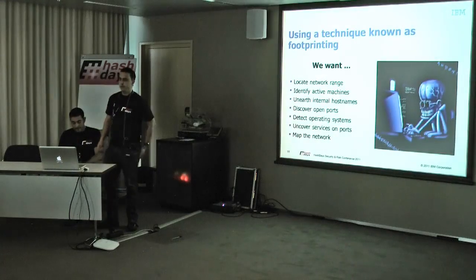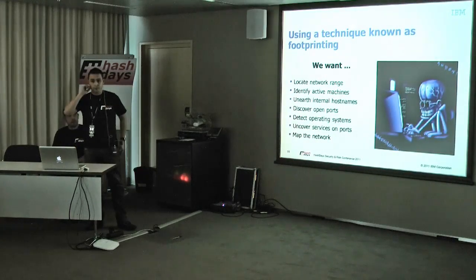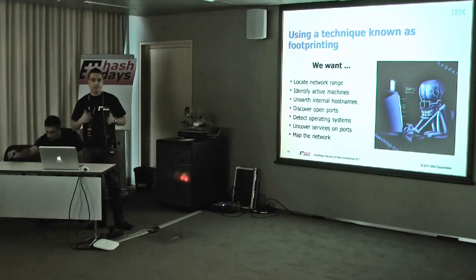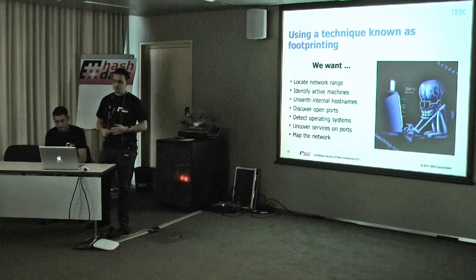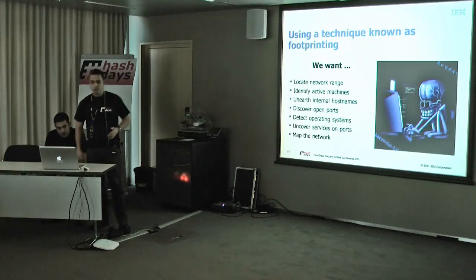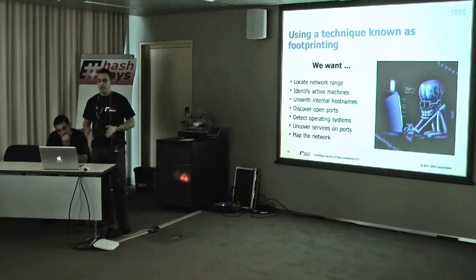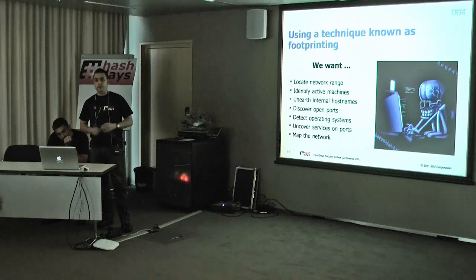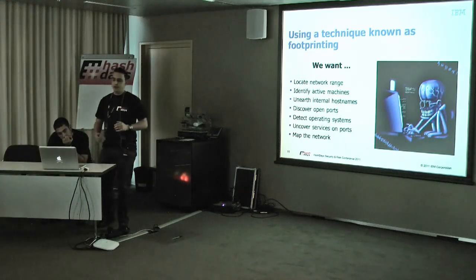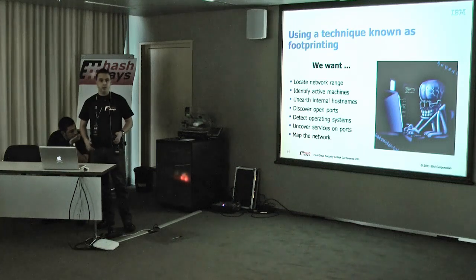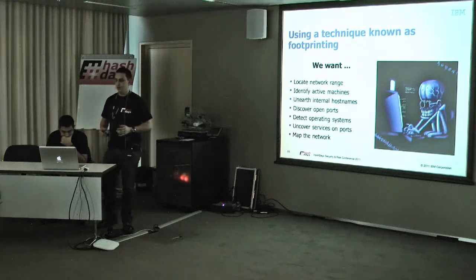So we're going to use it. Intranet footprinting, that basically is getting as much information as you can about a network. So we want to locate the network range that the victim is connected to. Once we have that network range, we will identify the active machines on the network and the internal host names. Then we want to extract information about these machines.